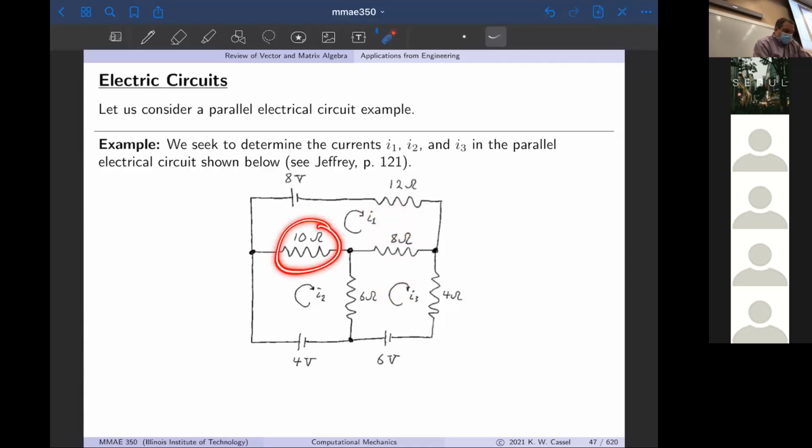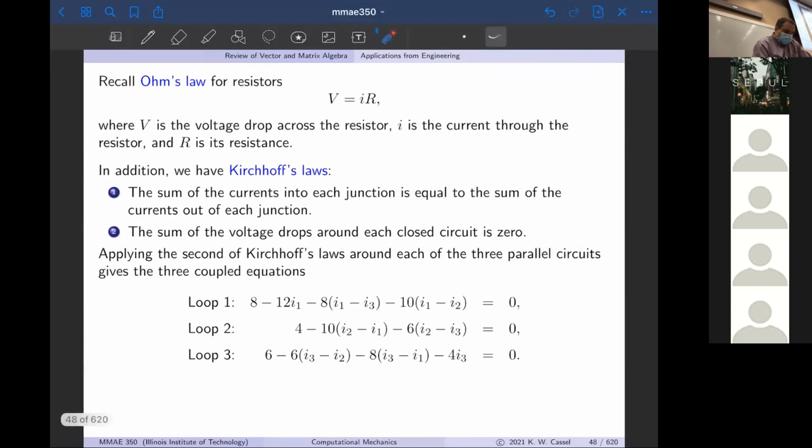And then for this one, similarly, I have I1 going to the left, I2 going to the right. So I have -10 times I1 minus I2. And that all has to sum to 0. Then you do the same thing for loop 2, same thing for loop 3.